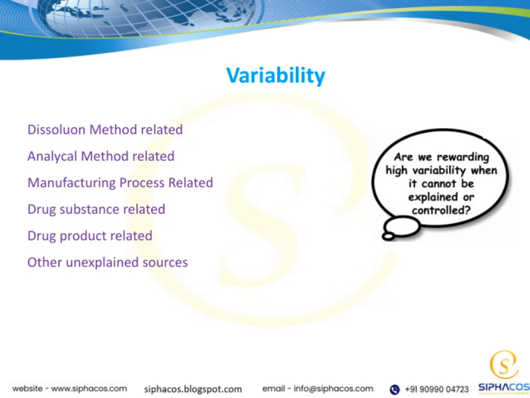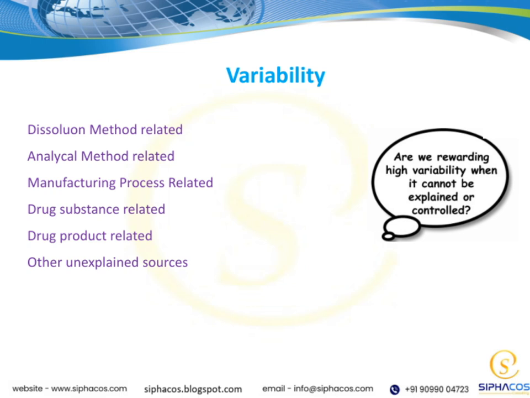Any variation in production steps can influence the final product's characteristics. We also need to consider drug substance-related factors, like the purity, stability, and batch-to-batch differences of the active ingredient. Similarly, drug product-related factors, such as excipient interactions or formulation inconsistencies, can introduce variability. Other unexplained sources are also possible, things we haven't identified yet but might still affect the results.